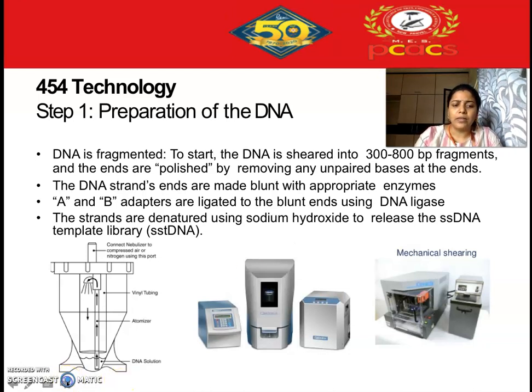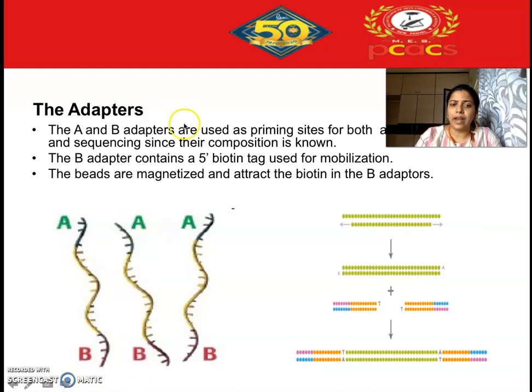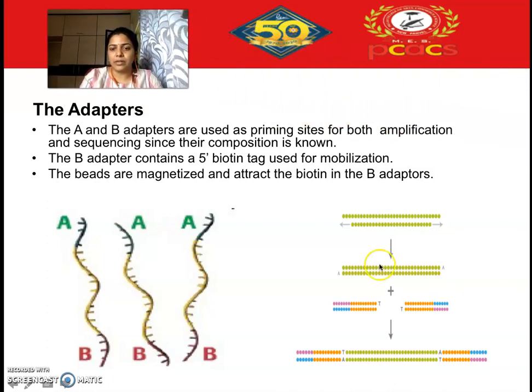Let us see what is the role of these adapters. You can see this particular diagram. This is the fragment that is produced by your mechanical method. Once the fragment is produced, these are the loose ends, right? You have some extra unpaired bases present over here. Those bases can be removed so that you have proper blunt ends. And to this, these kinds of adapters could be attached.